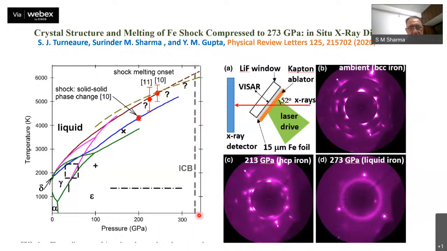Second, this is the inner core boundary of Earth. What is the kind of pressure that exists here? Okay, but what is the kind of temperature which exists here? Can one get some idea with the help of shock experiments? So with that as an intention, the experiments were carried out.